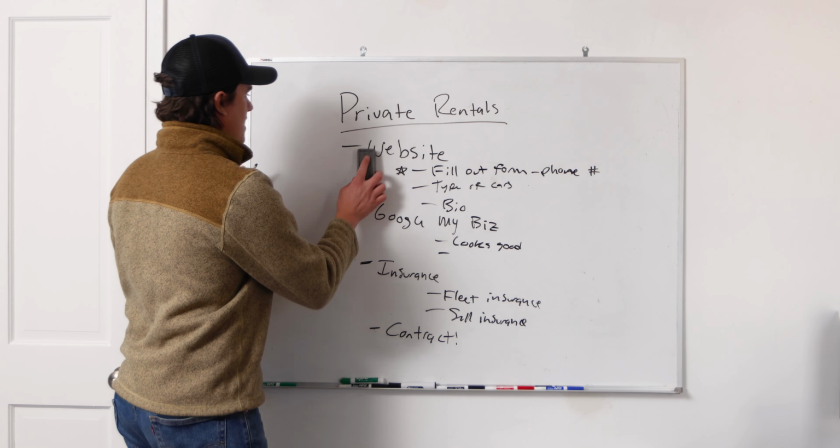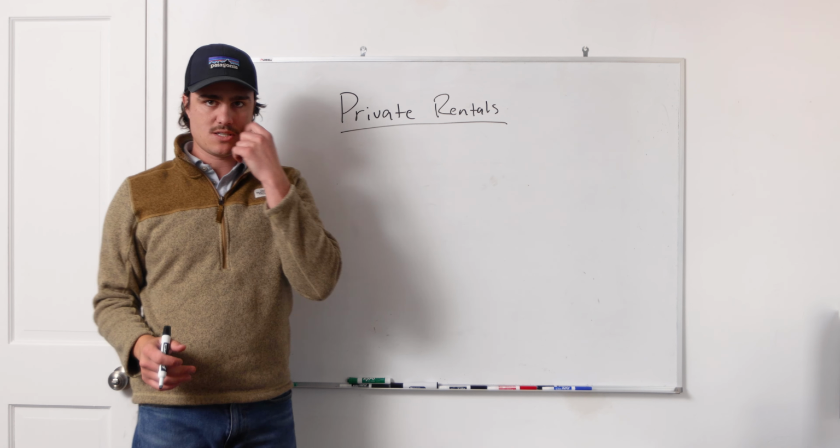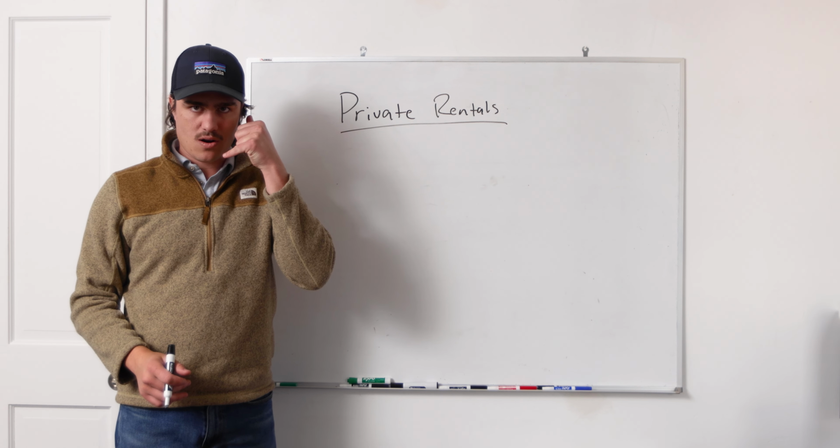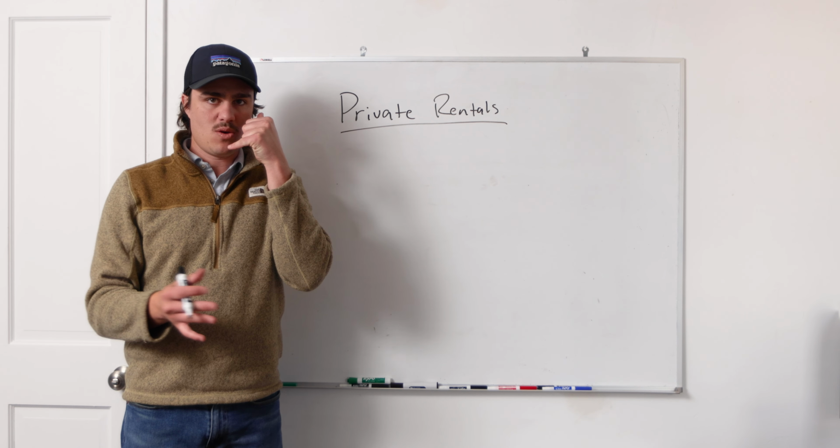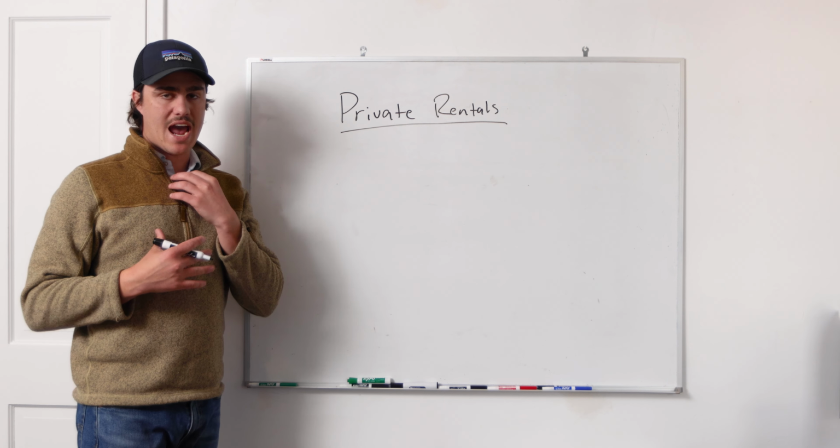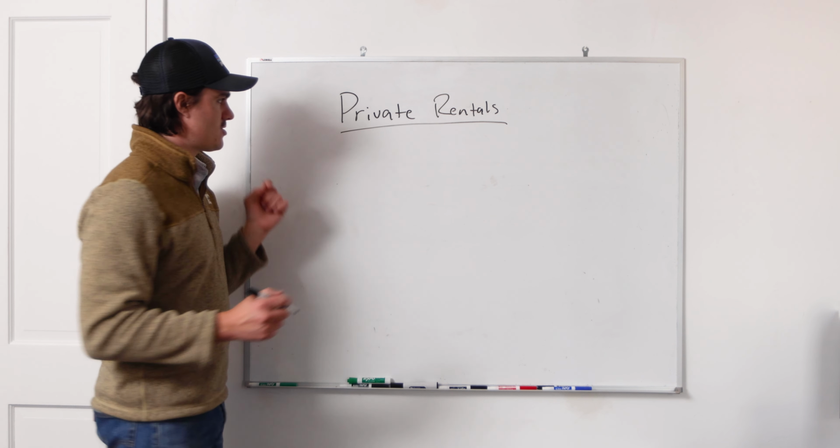The next thing I want to talk about is criteria. When somebody calls you and says, hey, I want to rent a car, what do you need from me? What do I need so I can rent a car from you? The first thing, at least for us, on our side, is we have to make sure that they at least have liability insurance.